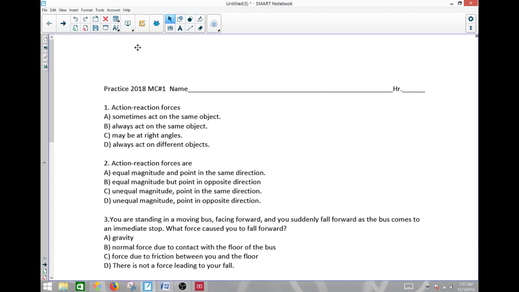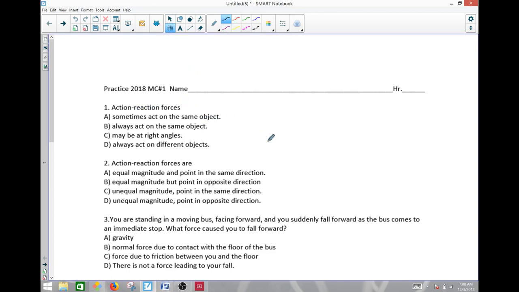I'm going to run through some multiple choice questions on Newton's laws and forces. I would strongly encourage you to try a question, pause it, check your answer. Some of these we have already done in class, or maybe you've seen already, but let's go ahead and take a look at these.